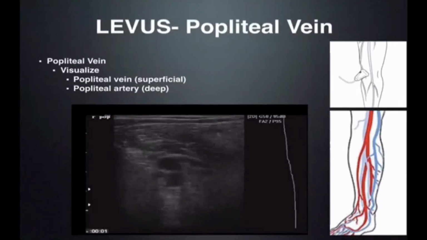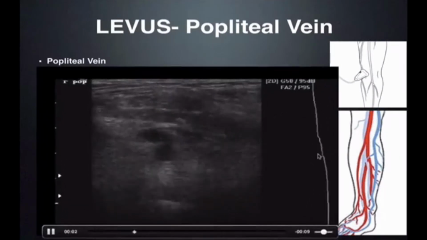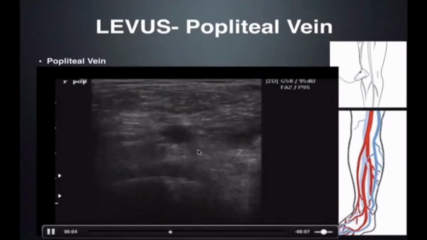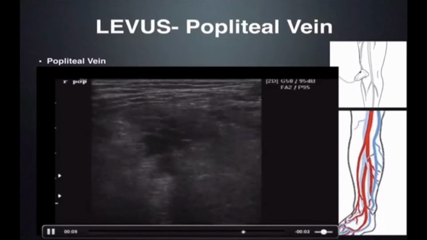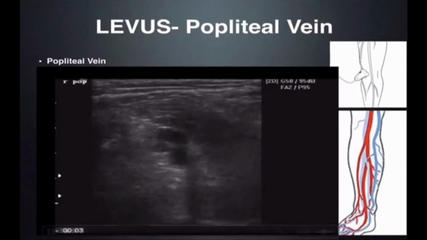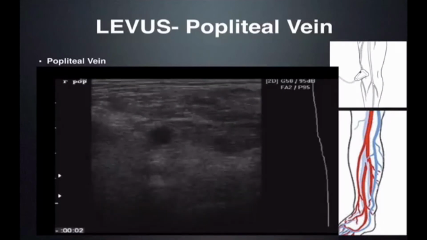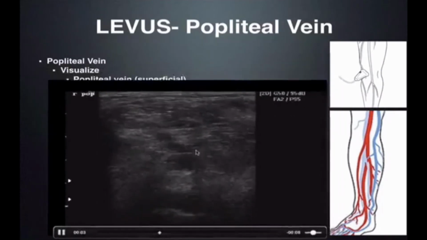And the last view is the popliteal view. So remember, you're behind the knee, and it's going to sit right above your popliteal artery. So right there in view is your popliteal vein. And as you come more distal, it's going to trifurcate into your calf veins.